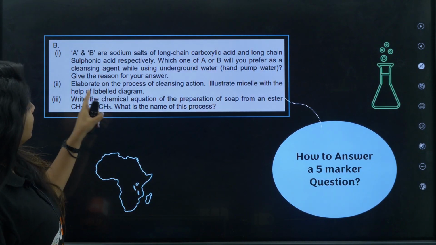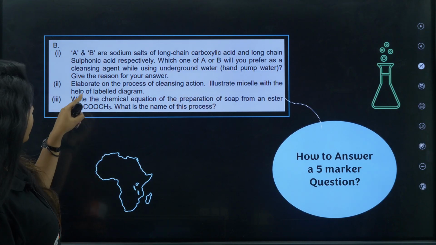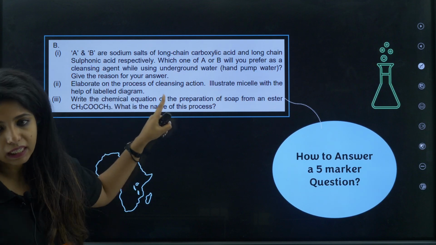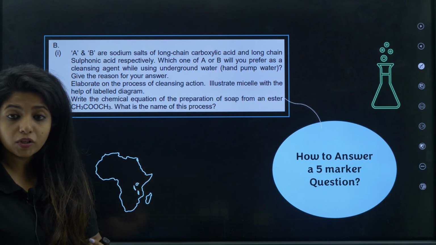Next question. Elaborate on the process of cleansing action. Illustrate micelle with the help of labeled diagram. So they are asking you to explain the process of cleansing action.